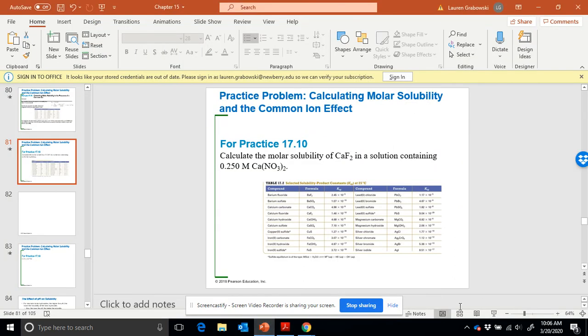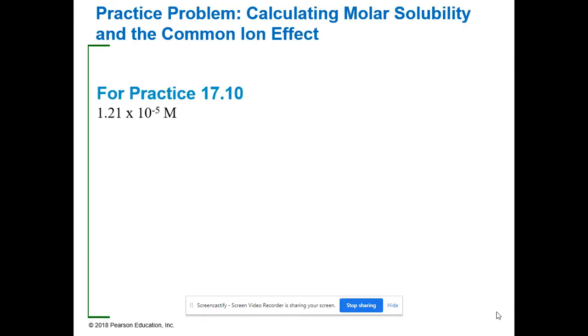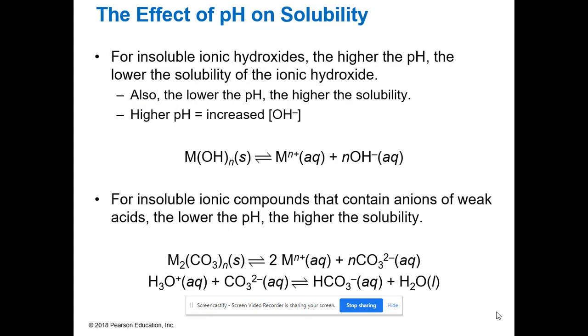We can double check on our PowerPoint, make sure that we got the right answer. I'm pretty sure that we did. Things are a little bit slow because everyone's on the internet, but there we go. 1.21 times 10 to the negative 5th.